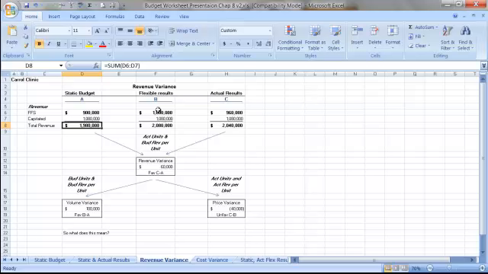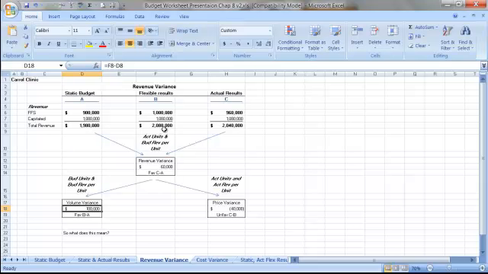Because remember, all we've done in this column is take our actual volume times our standard price that we were going to get per visit. And so it's a favorable $100,000 variance because we had more visits based on our standard cost.